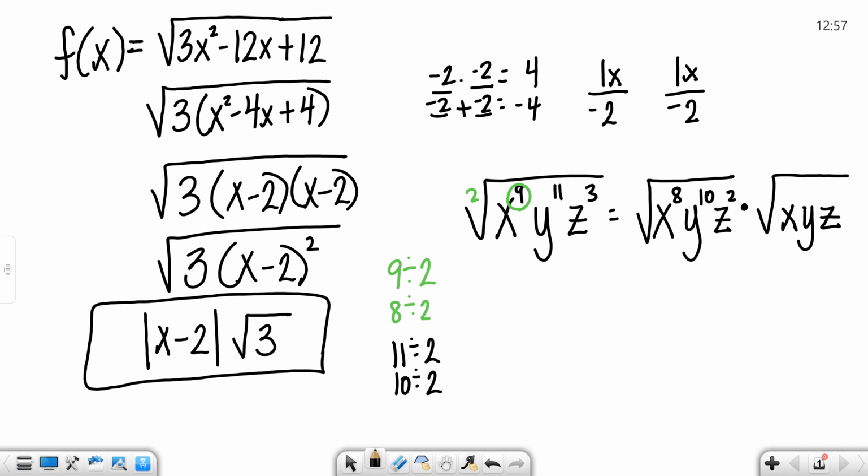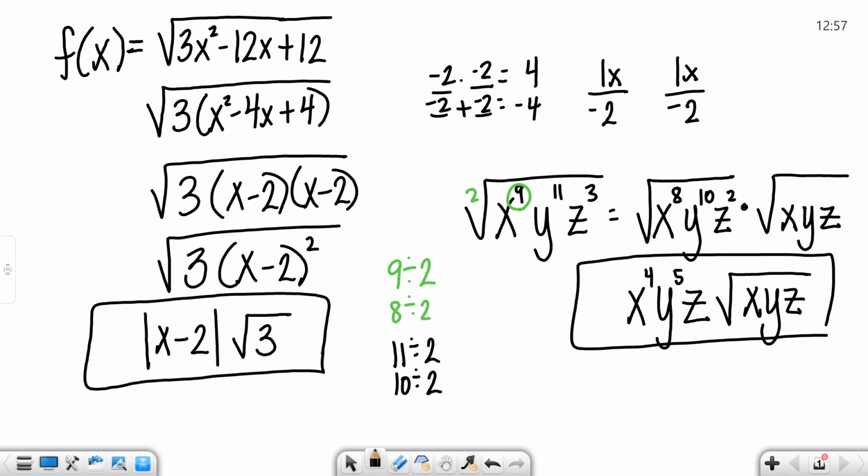Now, everything I put in that first radical, I can simplify. The square root of x to the 8th is x to the 4th. Y to the 10th would be y to the 5th. And z squared would be z. And then I still have the square root of x, y, z. Now if I'm paying attention to where I need absolute value, this time it won't matter because I still have variables under the radical. So I actually won't need them on this one.